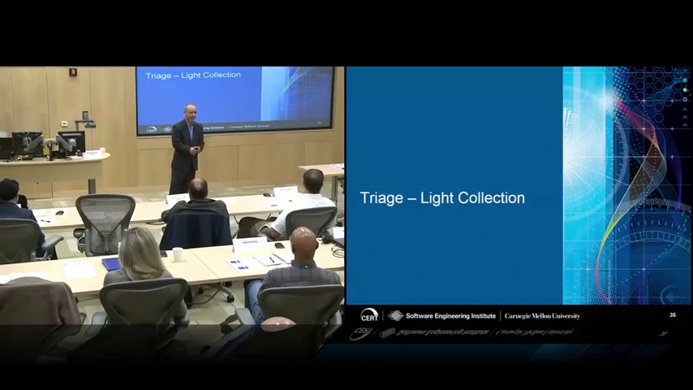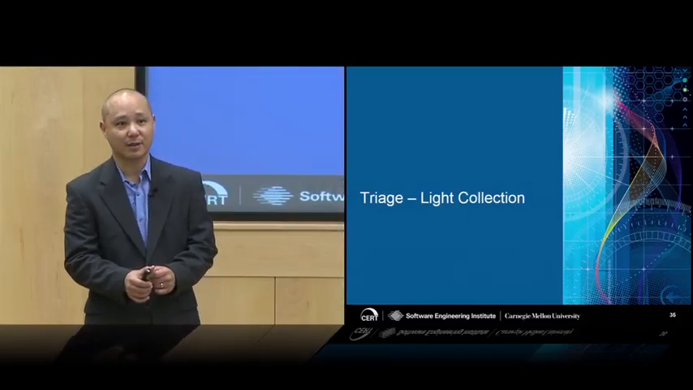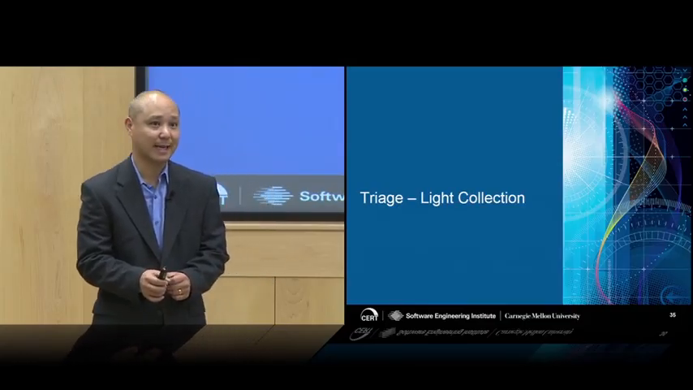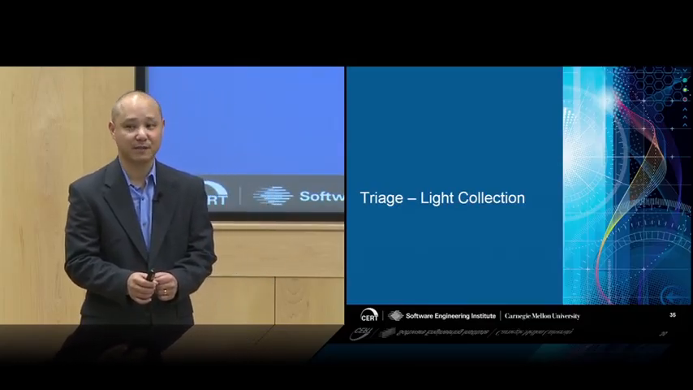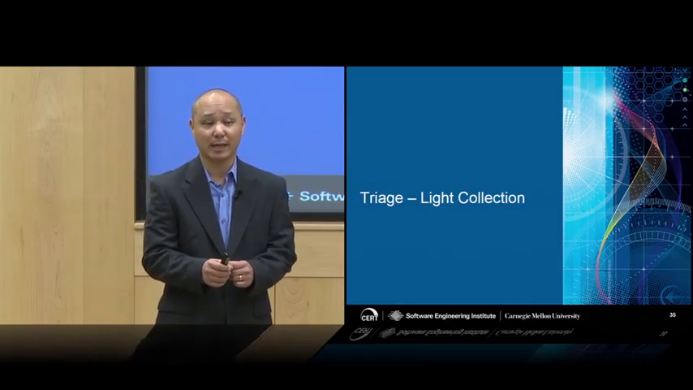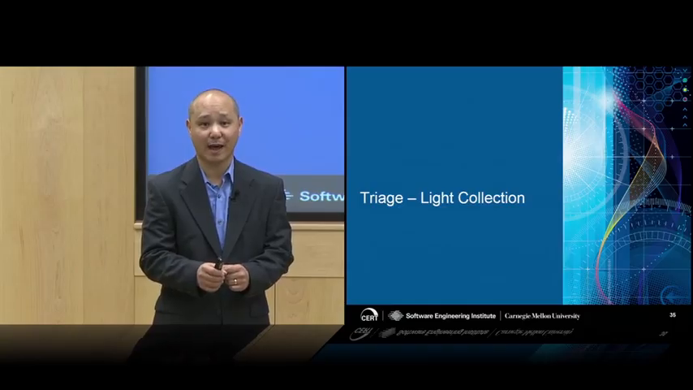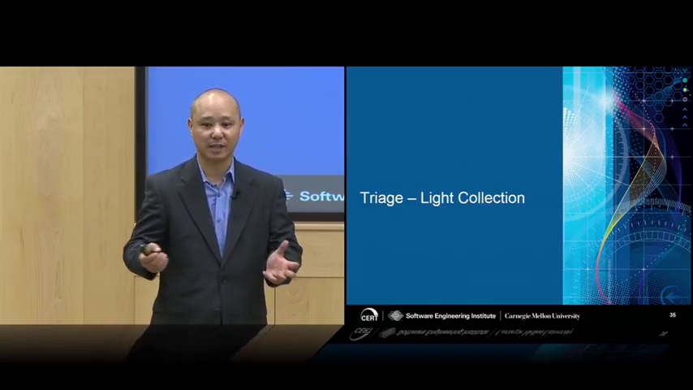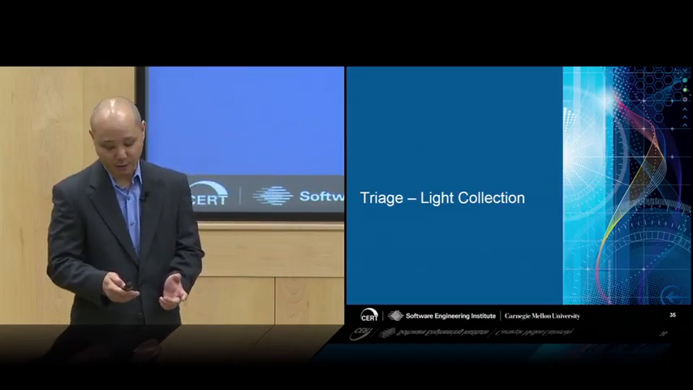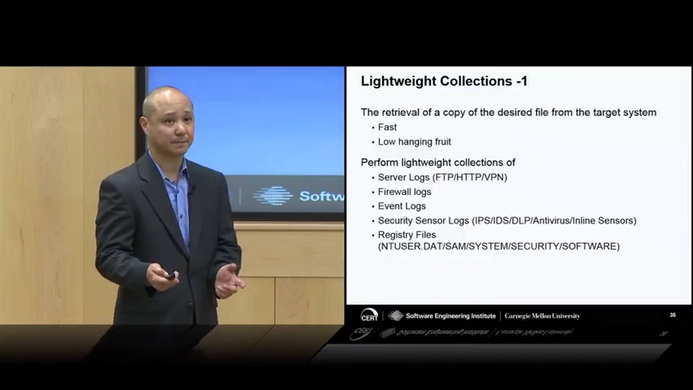We're going to talk about light collection. These are the quicker items that you can get access to, and they tend not to be as disruptive to the operations. You can get at some of this stuff, and it can point you in the right direction without immediately going to, hey, we need to jump on your machines and start imaging your hard drives and such. You can go to places and start looking.